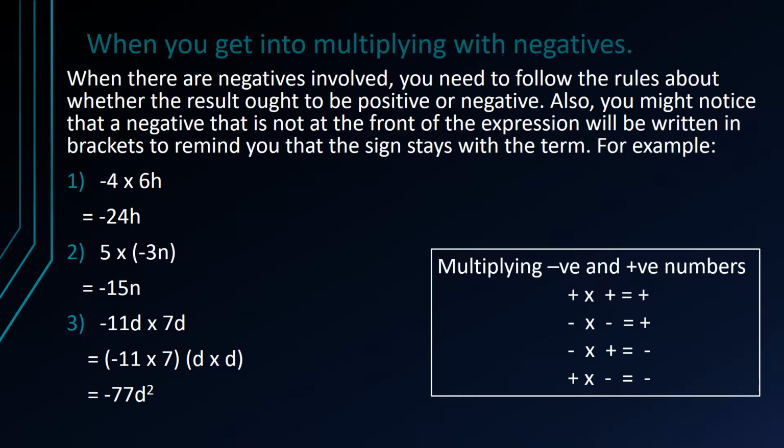For example, in this first example, you've got negative 4 times 6h. So you think about your negative 4 times 6, which gives you negative 24, and you've got your h in there as well. In the second example, 5 times negative 3n. You've got your 5 times negative 3, which is negative 15, and then your n there as well. And finally, negative 11d times 7d. We've got negative 11 times 7, and then we've also got d times d. So we end up with negative 77d squared.